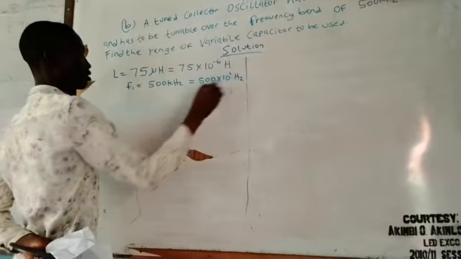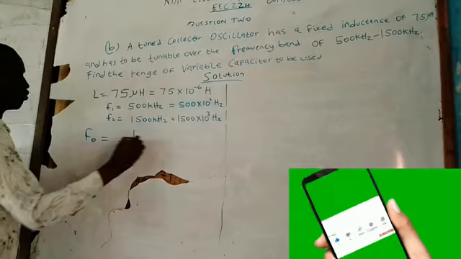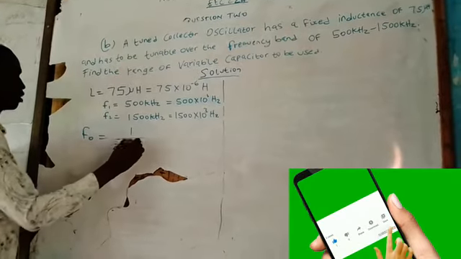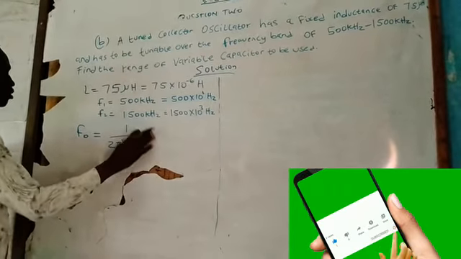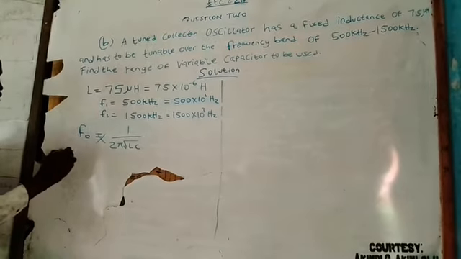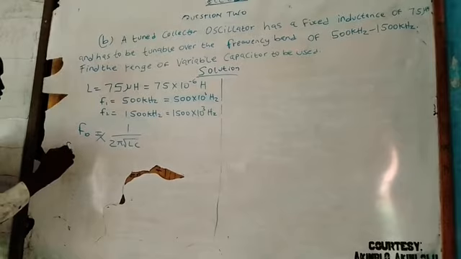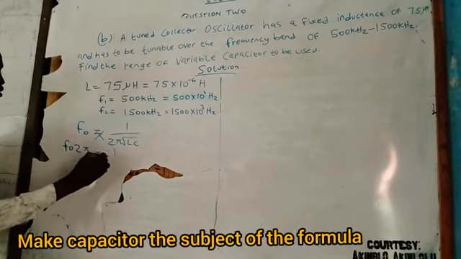Now the formula for frequency is going to be 1 over 2 pi root LC. Now let's go back to that frequency 1 and frequency 2. Kilo is 10 raised to power 3. So I write it as 500 times 10 raised to power 3 and 1500 times 10 raised to power 3. Now let's come back to frequency.